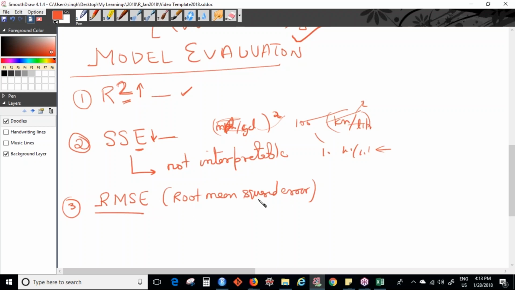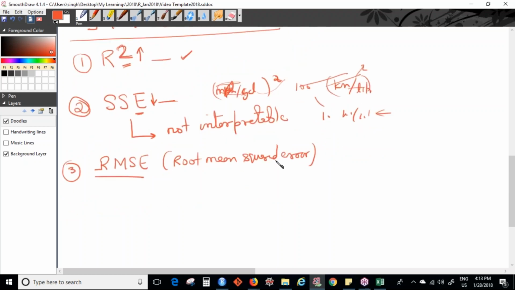Have you heard this word somewhere? Where? Standard deviation, right? Yes, this is exactly the same parameter. In standard deviation you have the root mean square of deviations from the average. Here you will have the root mean square of error. That means you will take all the errors. So how do you find the errors? You take the actual value minus the predicted value. This is your error.